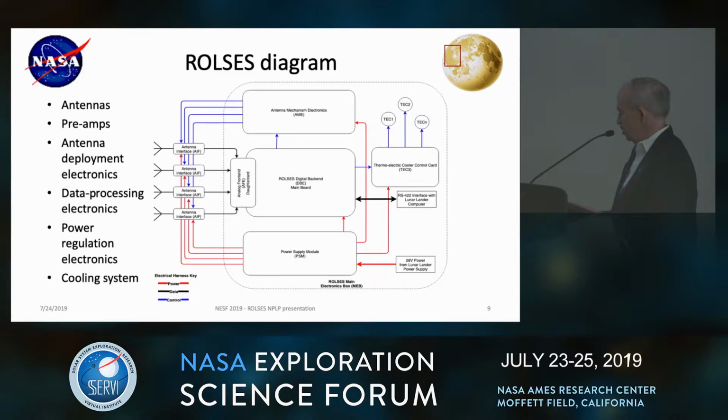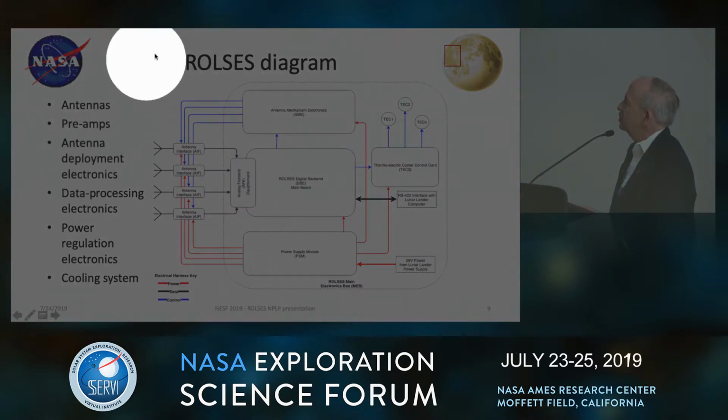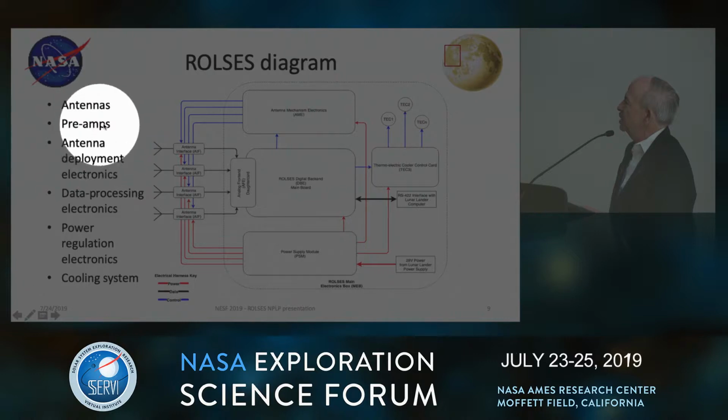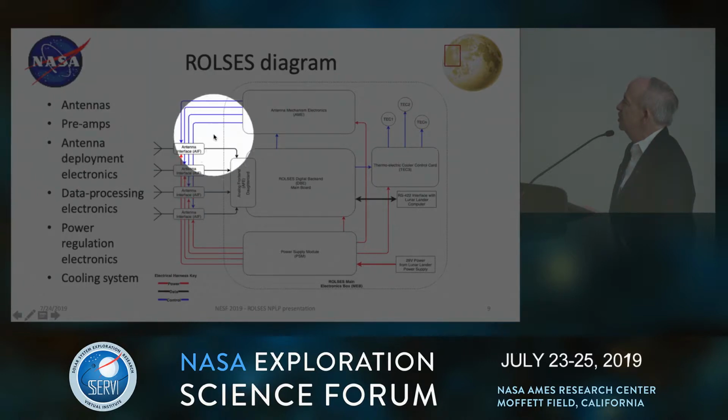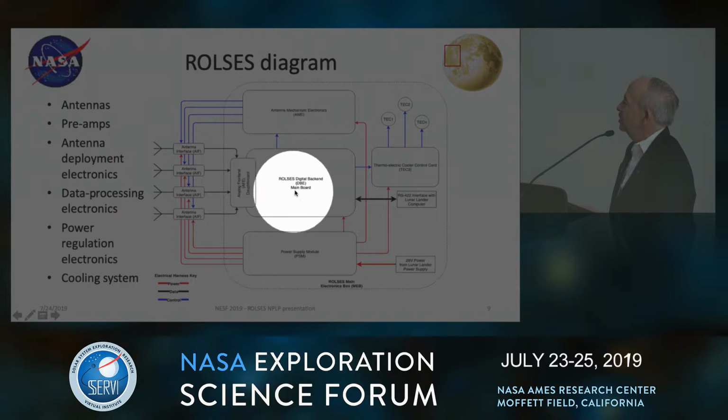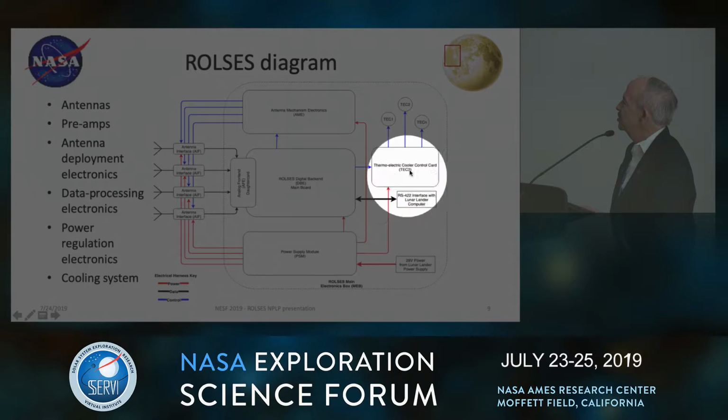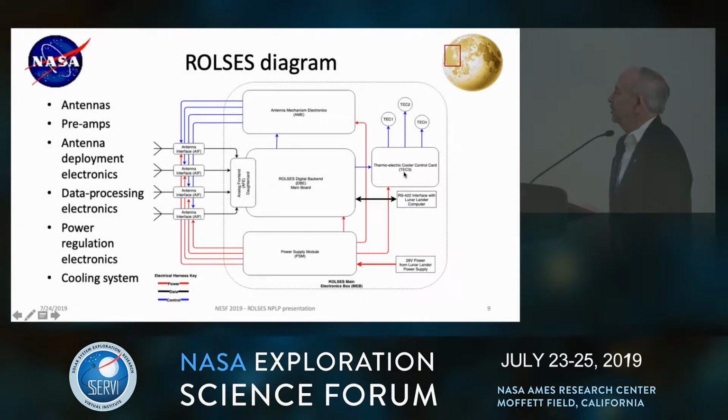So very quickly, this is the diagram. So we have antennas and preamps, and then antenna deployment electronics, and data processing electronics, and power regulation electronics, and possibly a cooling system, because on these landers the electronics get to see the lunar surface, so they may get quite warm. Our thermal engineer is working on this at the present time.